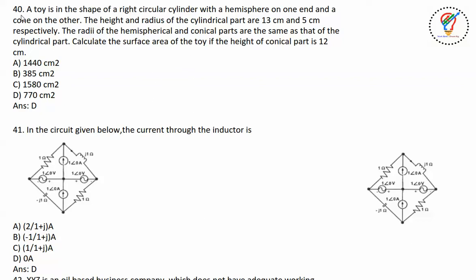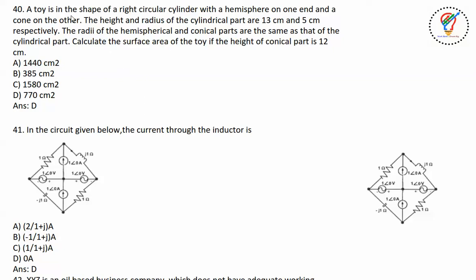The question 40 is a continuation of the previous video lectures. A toy is in the shape of a right circular cylinder with a hemisphere on one end and a cone on the other. The height and radius of the cylinder part are 13 centimeters and 5 centimeters respectively. The radii of the hemisphere and the conical part are the same as that of the cylindrical part. Calculate the surface area of the toy if the height of the conical part is 12 centimeters.